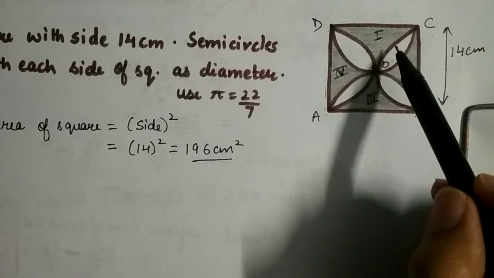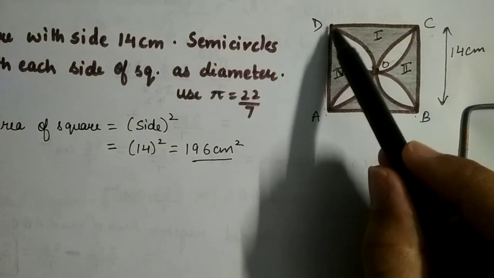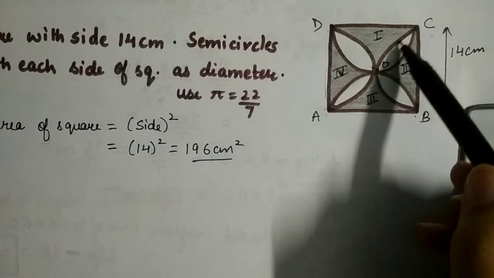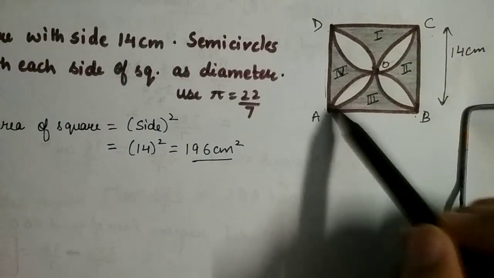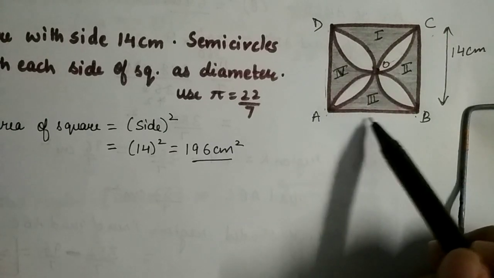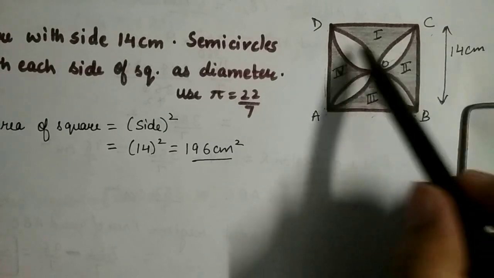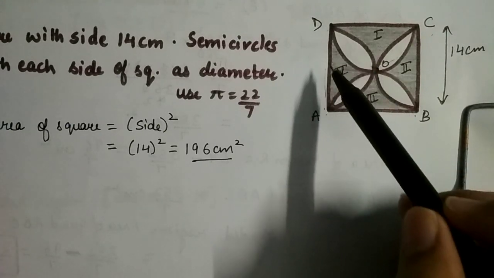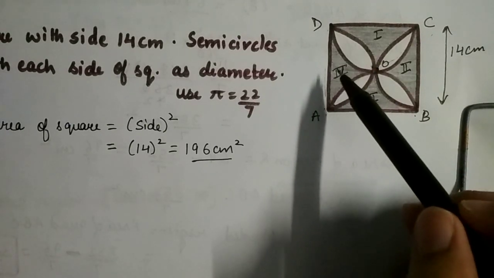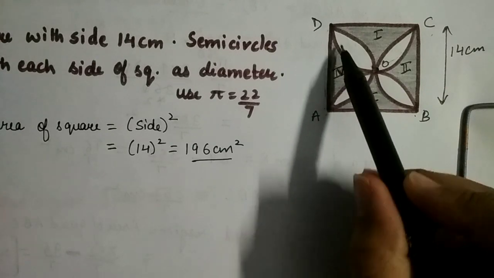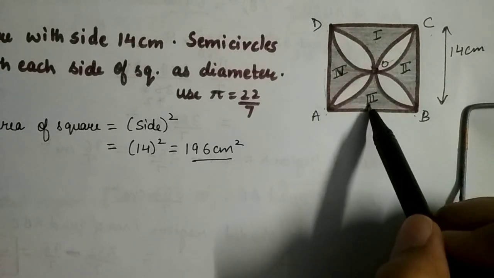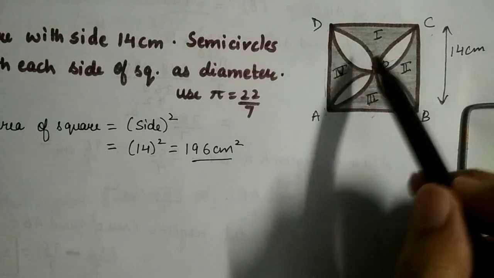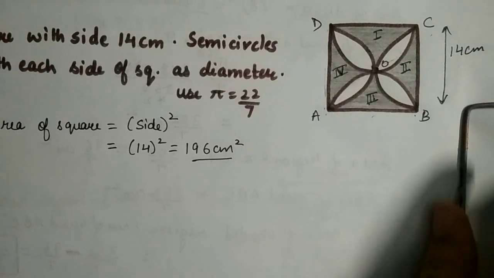Similarly, if you subtract the area of semicircle DOA and the area of semicircle COB from the area of square, you will get region 1 and 3. As all the semicircles are made from the same diameter, they will have the same radius, so we will find the area of these two regions and double it, and we will get the total area of the shaded region.